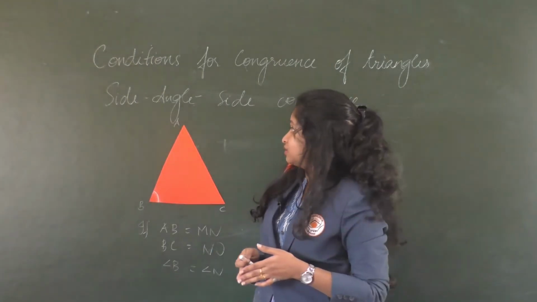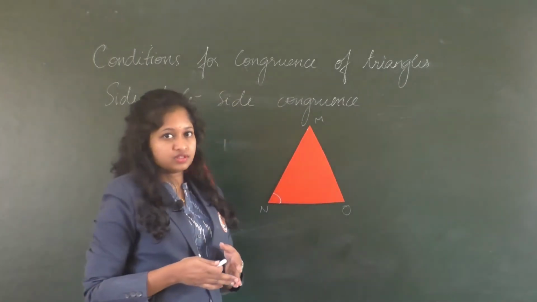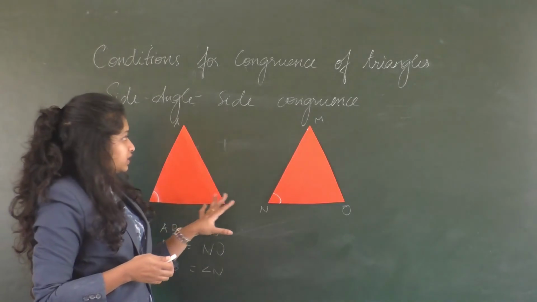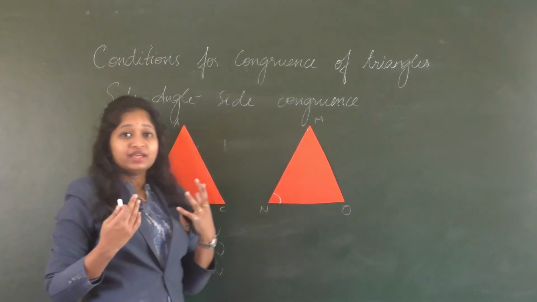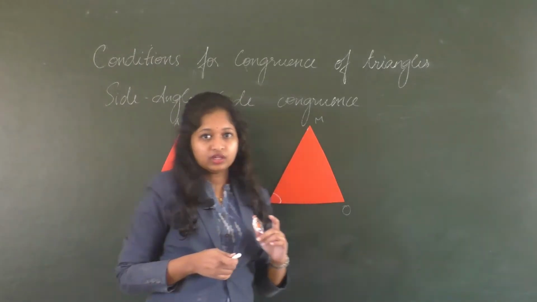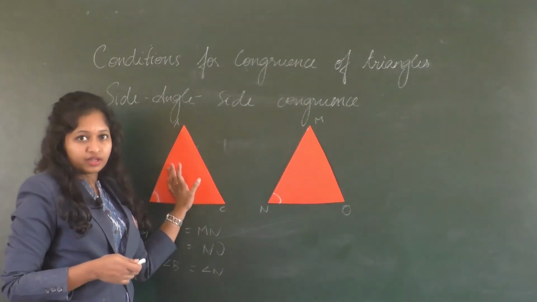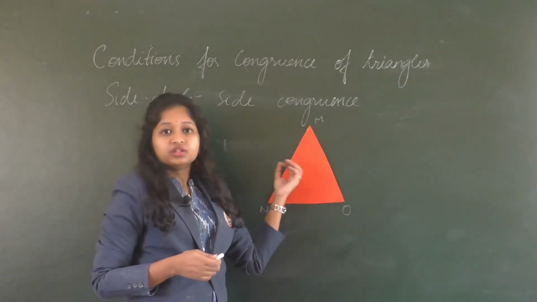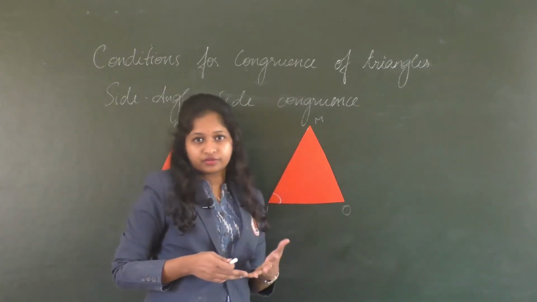Next, let's see the second condition, that is side angle side, SAS congruence. Okay, here I have two triangles, triangle ABC and triangle MNO. So by SAS congruence, two triangles are said to be congruent when two sides and included angle of one triangle is congruent to the corresponding two sides and included angle of the another triangle.